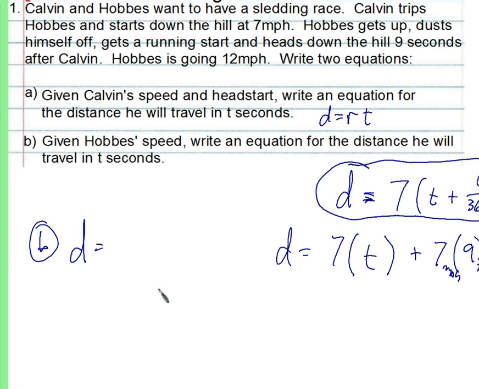Yeah. Right, what's the equation for Hobbs? What should it look like? d equals 12 times t. 12 times t. Solving for anything here. Just writing equations. Do you want two separate grades for both A and B? No, it's one thing. Okay.